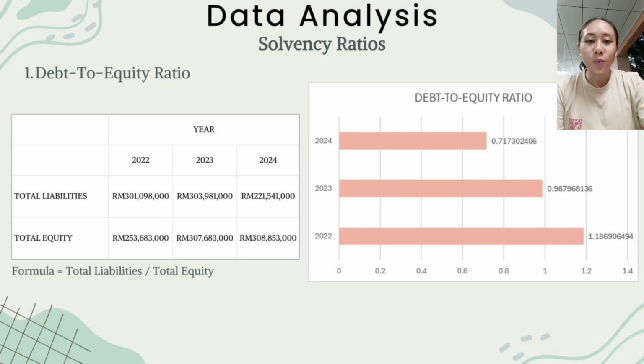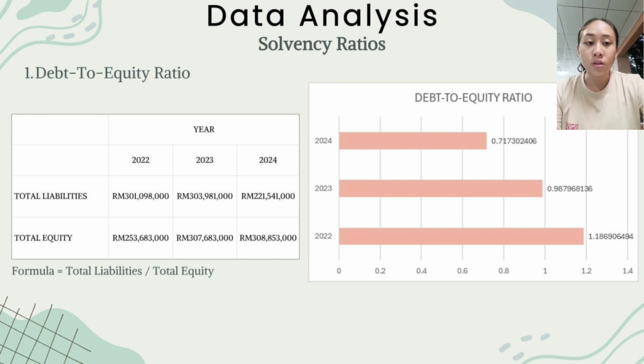Next, I will continue with solvency ratios. The ratios in solvency ratio are debt to equity ratio and interest coverage ratio. The formula to compute debt to equity ratio is total liability divided by total equity. For debt to equity ratio, a lower value is better because it shows that the company has less financial risk. However, this depends on the company.